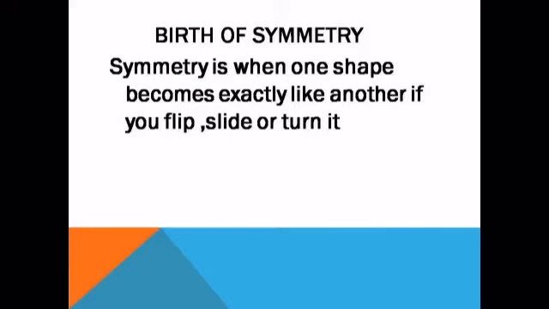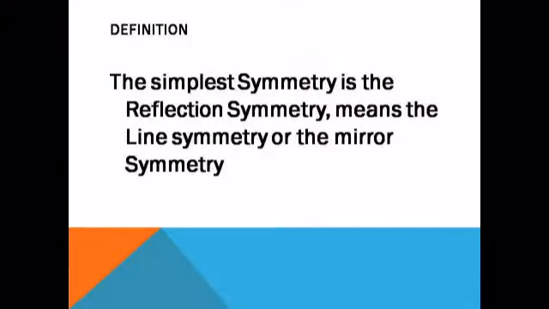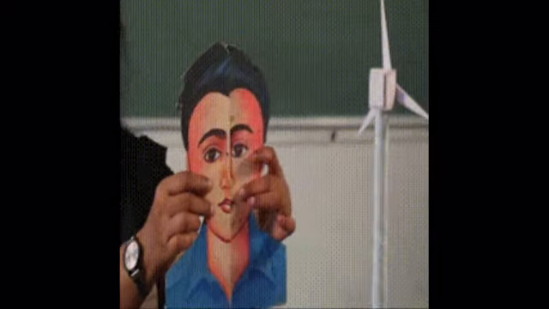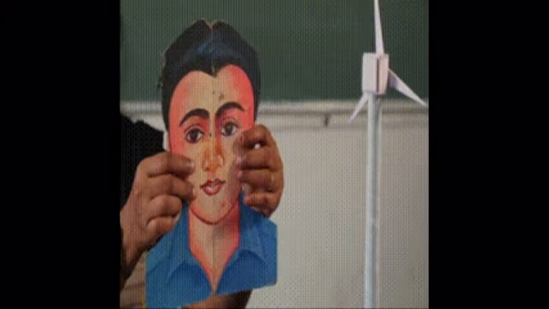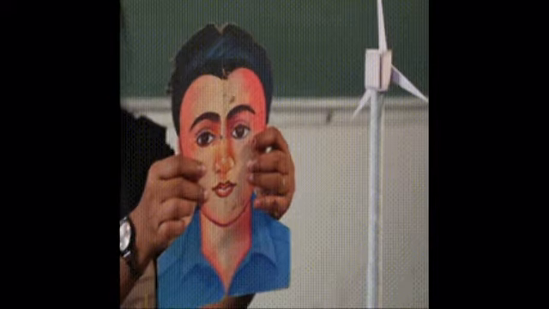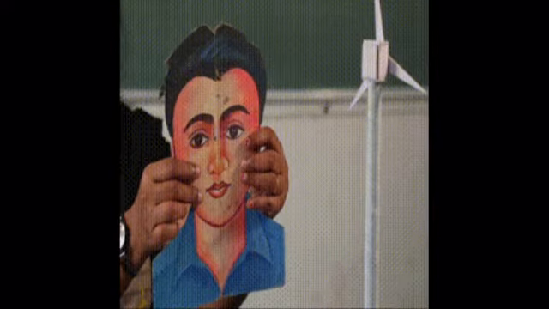What is the birth of symmetry? Symmetry is when one shape becomes exactly like another if you flip or slide or fold it into two equal parts. A very simple example of symmetry is reflection symmetry. It means line symmetry or mirror symmetry. When you fold an object, you will get equal parts, and wherever you are folding, that line is called the line of symmetry.